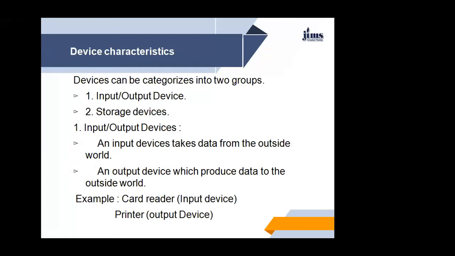Now we will discuss device characteristics. Devices can be categorized into two groups. One is input output devices and the other is storage devices. Input devices take data from the outside world, and output devices produce data to the outside world. Examples of input and output devices are the card reader and printer. These are all examples of input output devices.